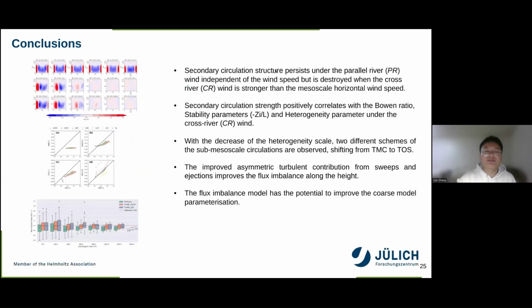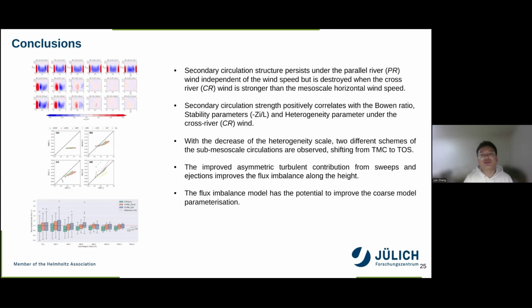So this is the result. Secondary circulation structure persists under parallel river wind and is independent of the wind speed, but it's destroyed when the cross river wind is stronger than the mesoscale horizontal wind speed, which is 2 meters per second in our studies. The secondary circulation strength positively correlates with the Bowen ratio, with the stability parameters, and with the heterogeneity parameters under the cross river wind.